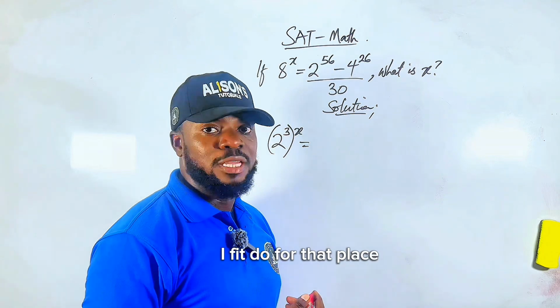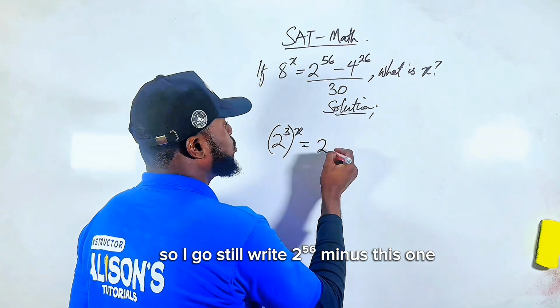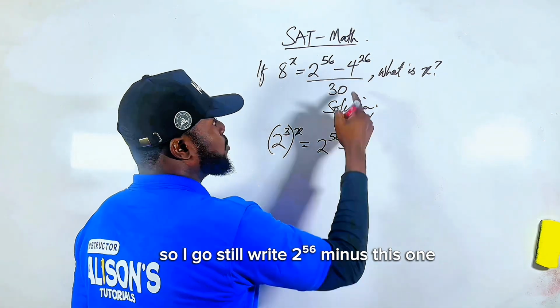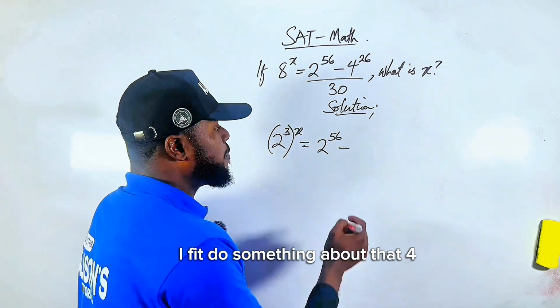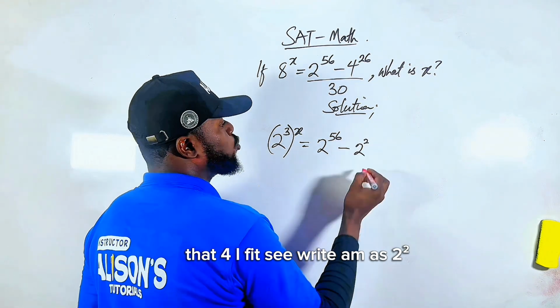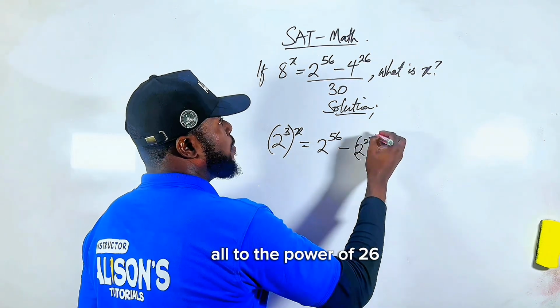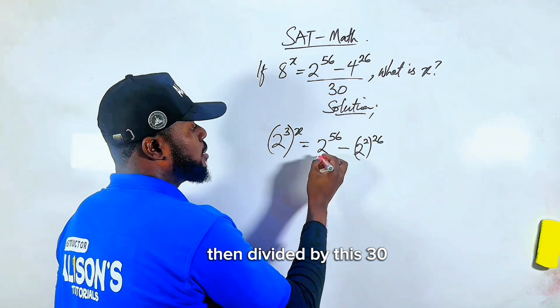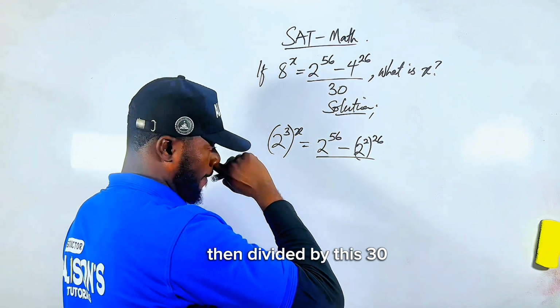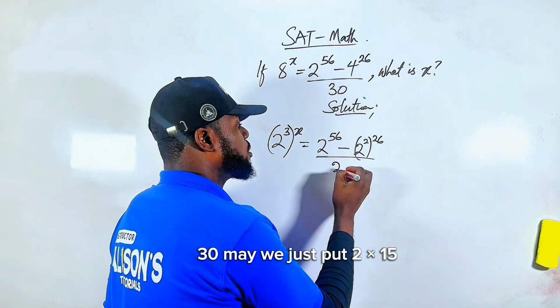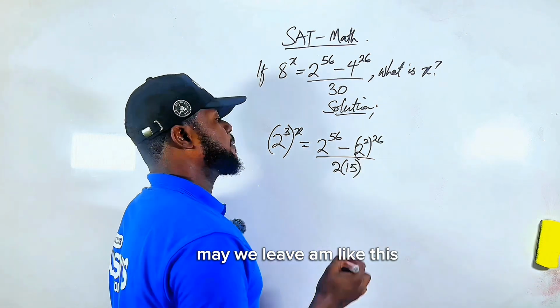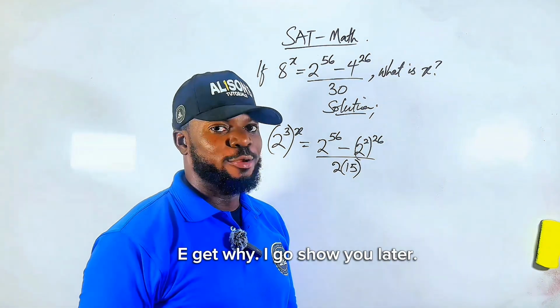I know nothing to do for that place, so I will still write 2 to the power of 56 minus this one. I will do something about that 4. That 4 I will write as 2 to the power of 2, raised to the power of 26, then divided by this 30. 30, let me just put 2 times 15. Let me leave it like this. You will get why; I will show you later.